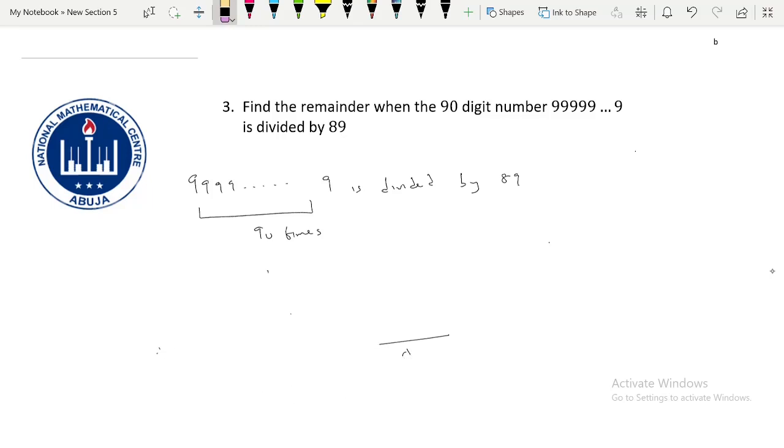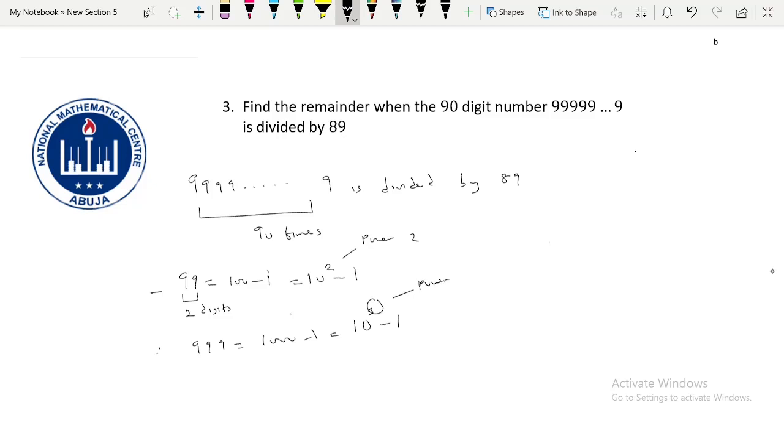Then you should also consider this. 99 is 100 minus 1, which is 10 to the power 2 minus 1. And 99 has 2 digits, and the power of 10 here is 2. Then look at this: 999 is 1000 minus 1, which is 10 to the power 3 minus 1. So the power here is 3, and it has 3 digits.